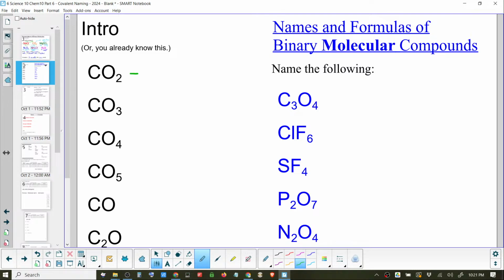For example, pause if you can, but you should be able to name this. What is CO2? What's the common name? It's carbon dioxide. So pause for a minute. What is CO3? If you had to name that using the pattern carbon dioxide, what would we call CO3? Carbon trioxide. CO4, carbon tetroxide.